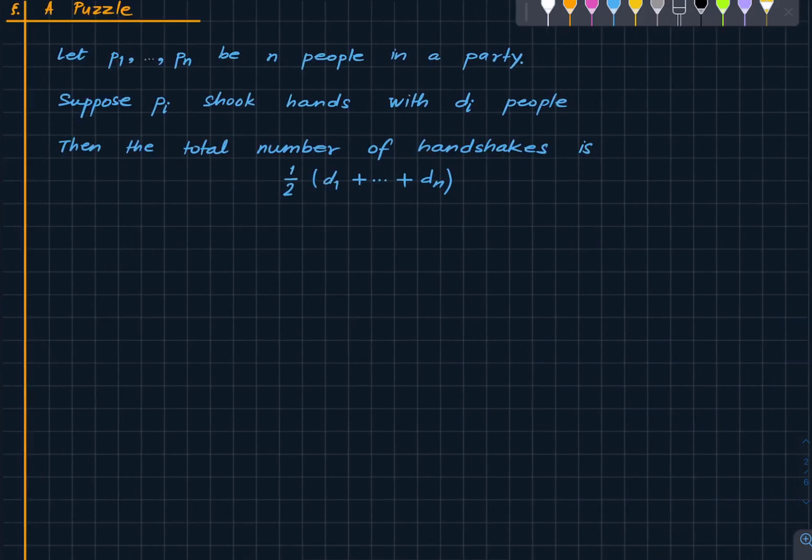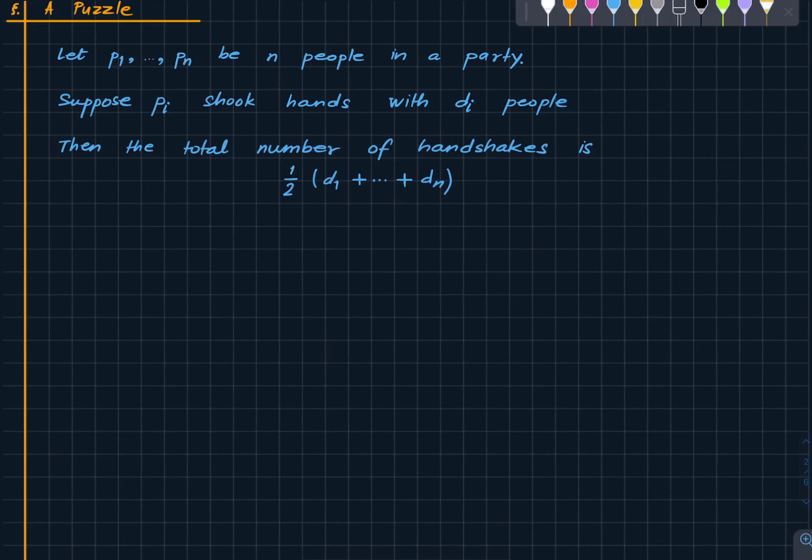So let us start with a puzzle. The puzzle is this. Suppose we have n people in a party, and suppose the ith person shook hands with a total number of d_i people. So you ask the ith person how many people he shook hands with, and he says he shook hands with d_i people. d_i could also be 0. And let us assume that he does not shake hands with himself, because we can take that into account also, but let's not complicate things.